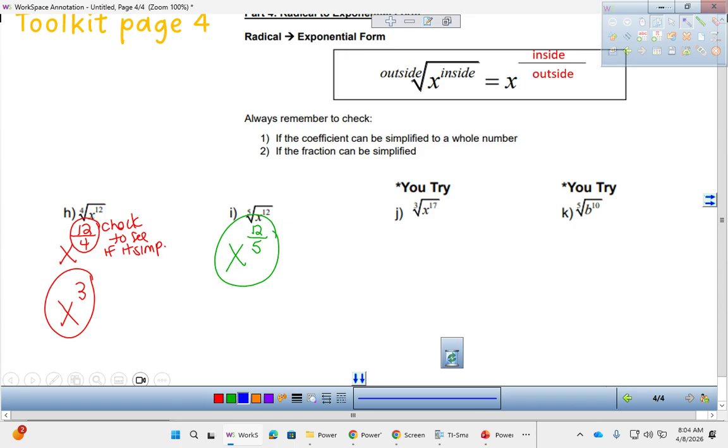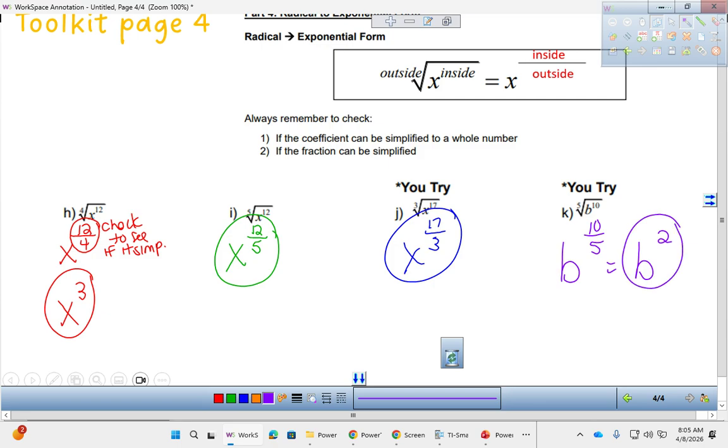All right, so x to the power of inside over outside. Does 17/3 reduce? No, that one's done. B is the base here to the power of inside over outside. Does 10/5 reduce? So this one is going to be b squared. All right, all you have to do with fractions that are variables is see if the fraction itself simplifies. If it does, simplify it. If it doesn't, leave it alone.